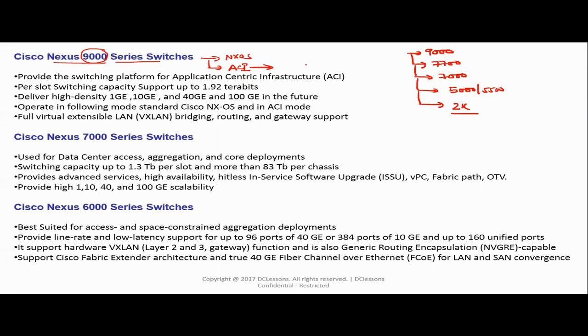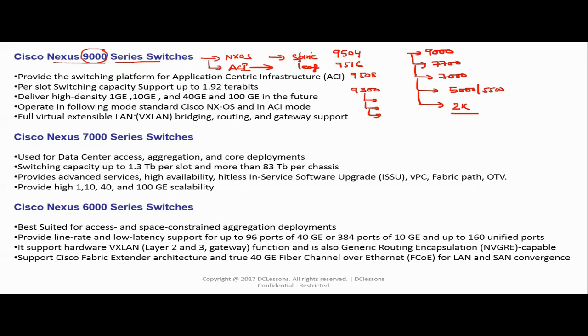In the Nexus 9000, we have very different switch models, like 9504, 9516, 9508, and 9300. And in the Nexus 9300, we have lots of different models. These 9000 switches act as a spine switch and leaf switch, depending upon the models which you are using.